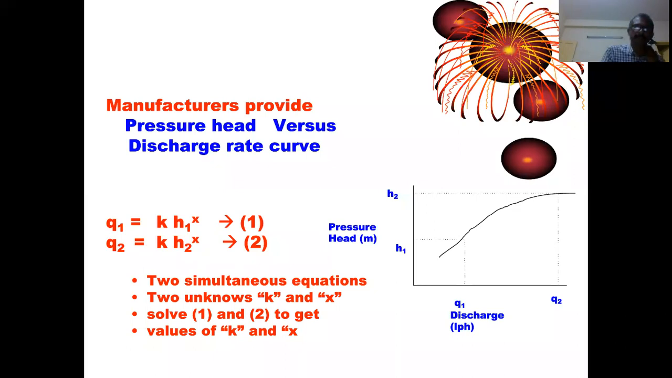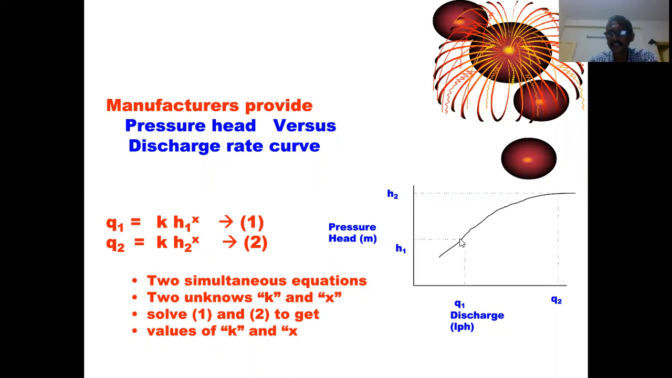Sometimes the manufacturers provide the pressure head versus discharge relationship as a curve. If this kind of curves are made available to us, then from this also one will be able to find out k value and x value. So how can it be done?